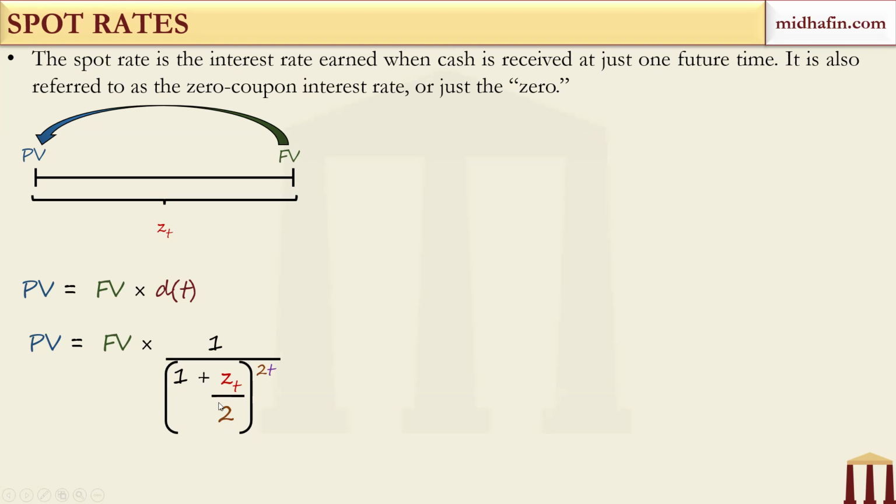Okay, wherever you see 2, here in the denominator and here in the exponent, both the 2's will get transformed into 4 if it's quarterly compounding. If it's monthly, it will become 12 and so on.